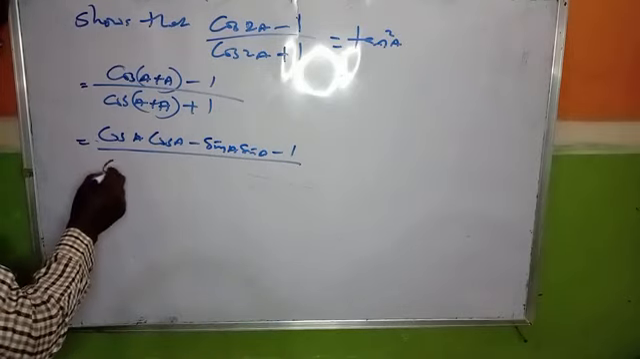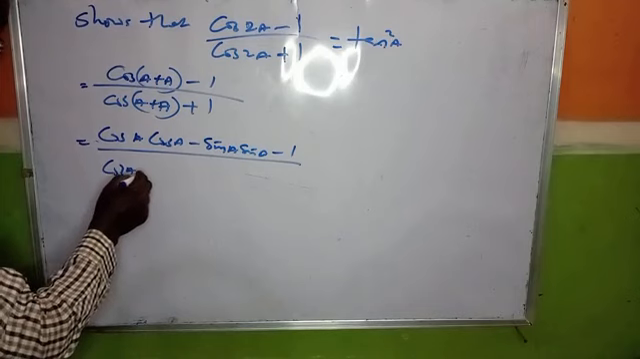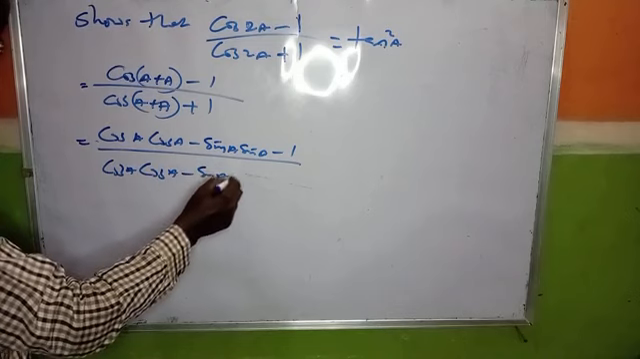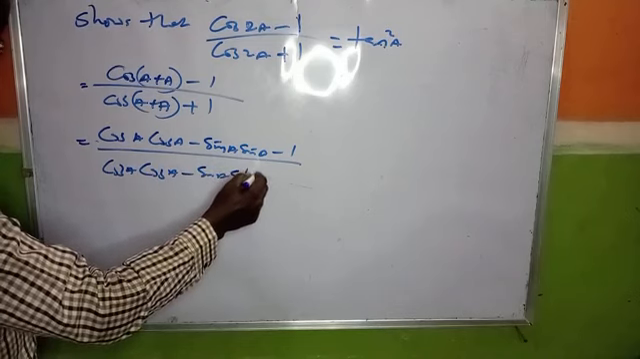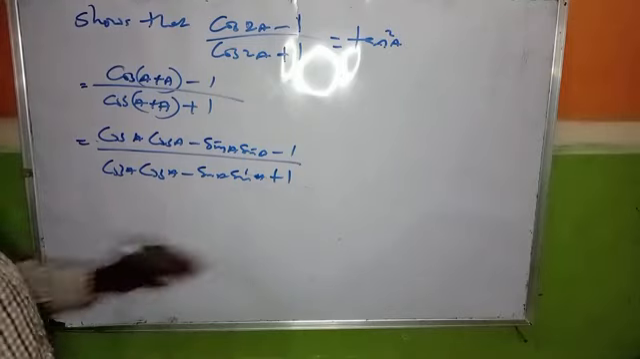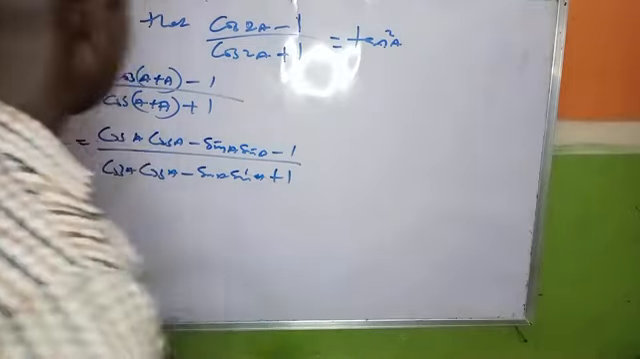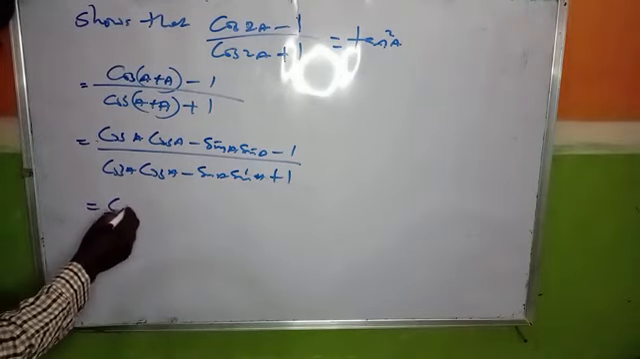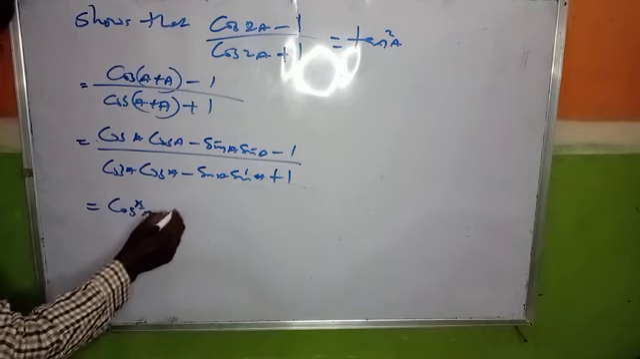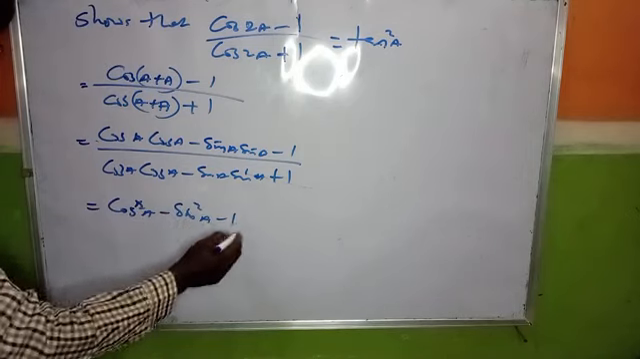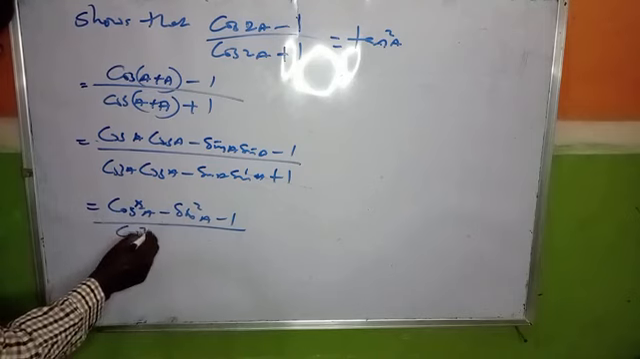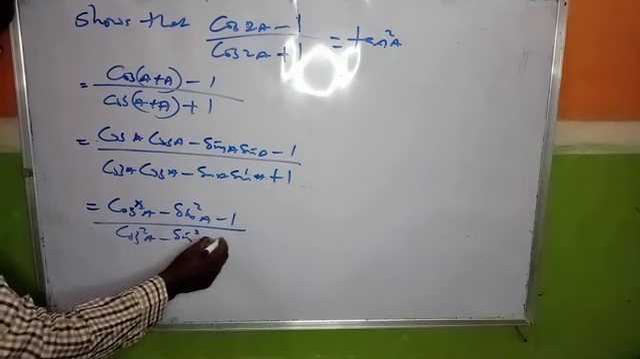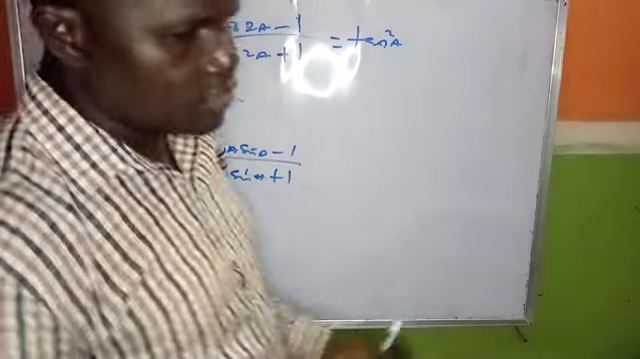What do you have here also? cos A, cos A minus sin A, sin A plus this 1. So that's what you have. So cos A, cos A. What do you have? Is cos square A minus sin square A minus 1. Cos square A minus sin square A plus 1. So this is what you have.